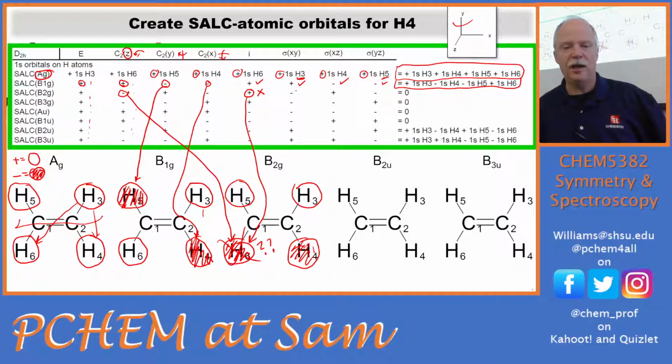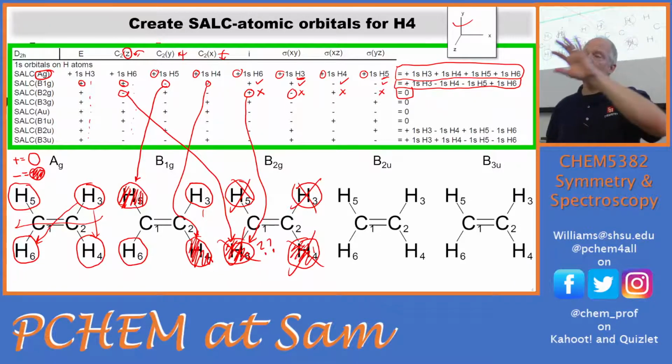When I do the H3, this says H3 should be shaded, and it's not, so that's canceled. The H4 says it should be plus, and it's a minus, so that one's canceled. And the H5 should be a minus, and it's a plus, so that one's canceled. So all 4 orbitals are canceled out, so we end up with a 0.